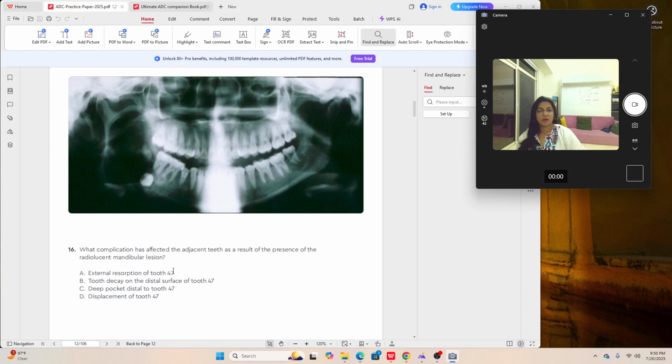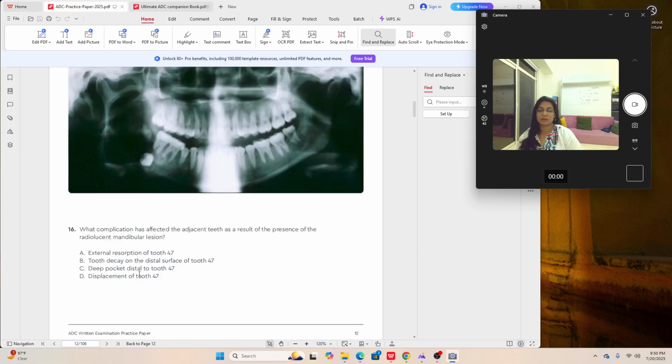Dentigerous cyst often causes displacement unless it becomes a very huge cyst. OKC usually causes resorption of the adjacent teeth. It's a more aggressive cyst than dentigerous cyst. That is also one of the markers.